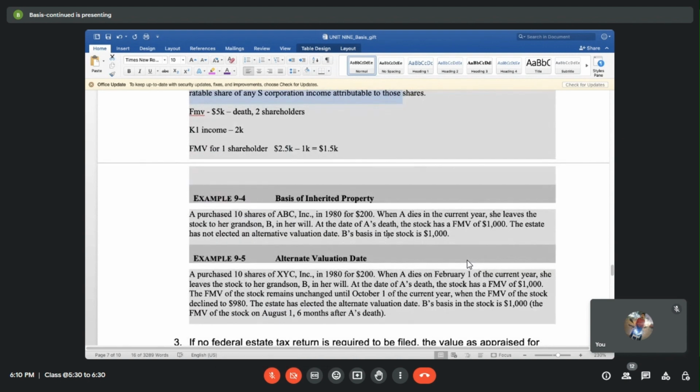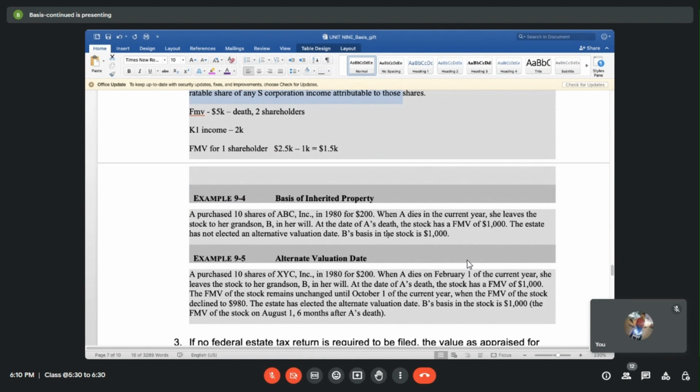Tanya? The basis of inherited property. A purchased 10 shares of ABC Inc. in 1980 for $200. When A dies in the current year, she leaves the stock to her grandson B in her will. At the date of A's death, the stock has a FMV of $1000. The estate has not elected an alternative valuation date. B's basis in the stock is $1000. Can you try to explain?